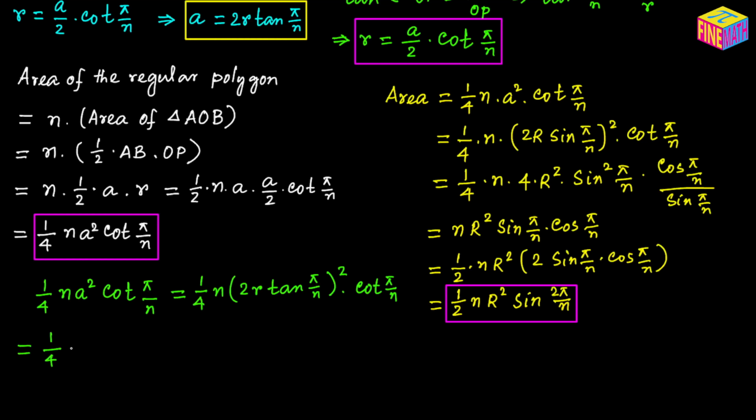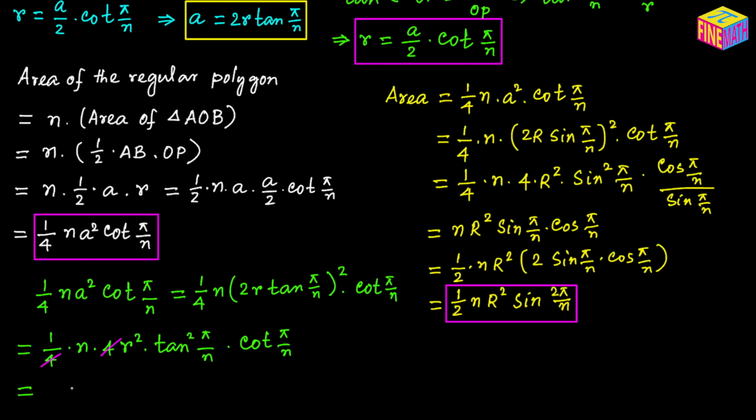This is going to be equal to 1/4 times n times 4r squared times tangent squared of pi over n times cotangent of pi over n. So one of the tangents of pi over n multiplied by cotangent of pi over n will become 1. So we are going to be left with just one tangent of pi over n. Also the 4 in the denominator and the 4 in the numerator will cancel out each other.